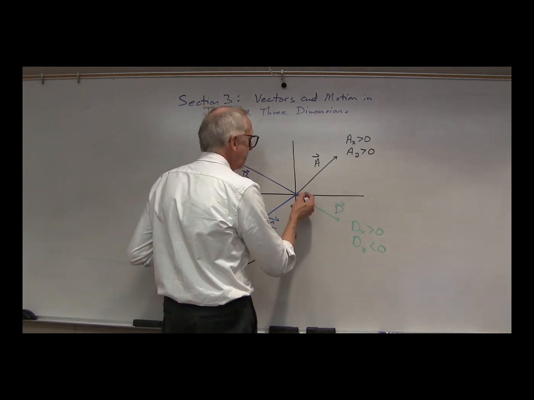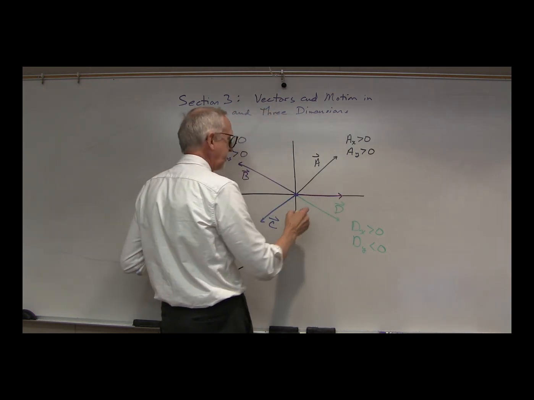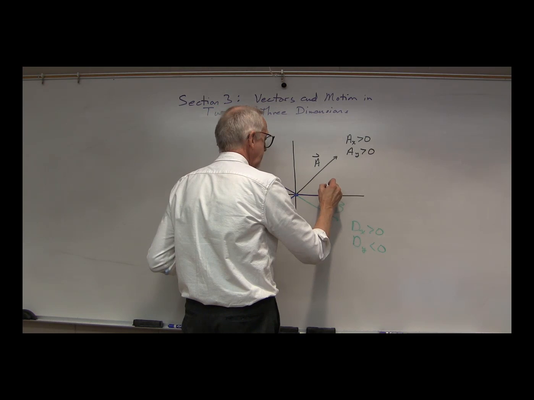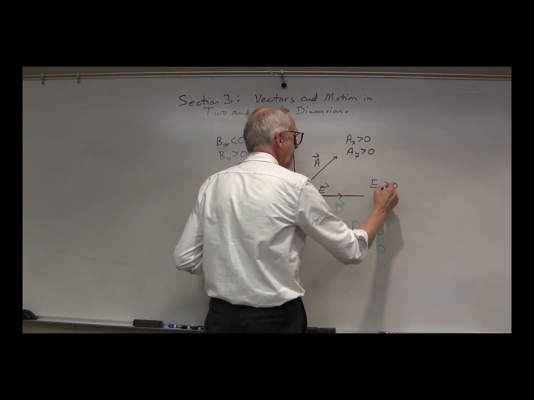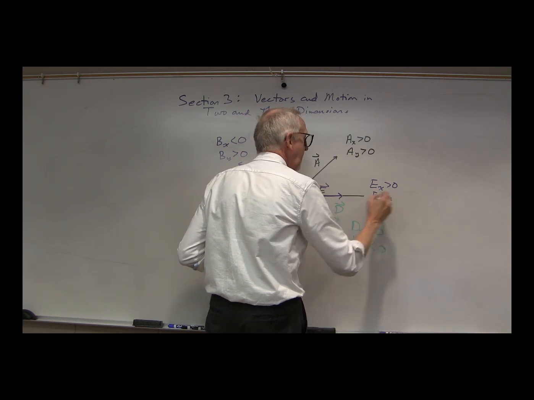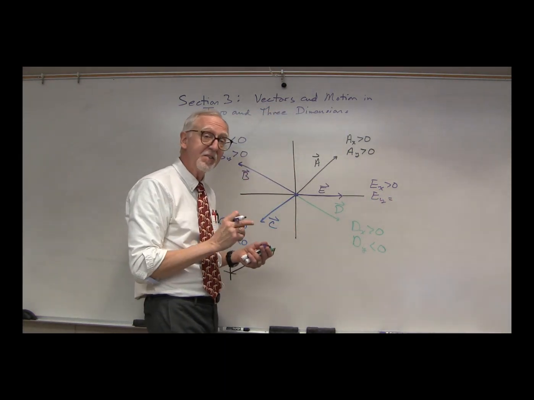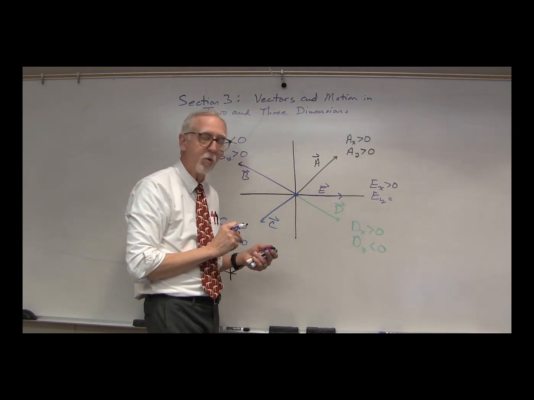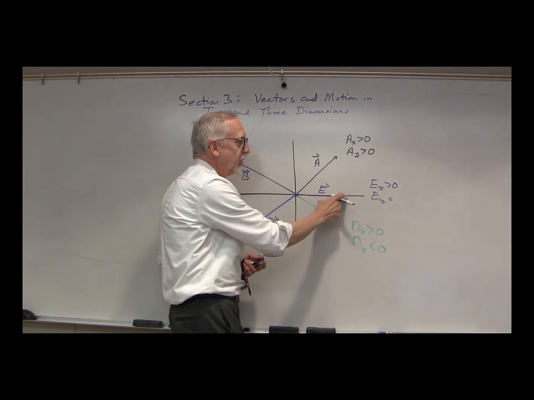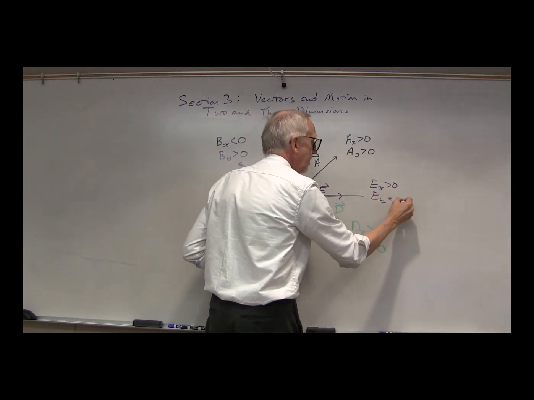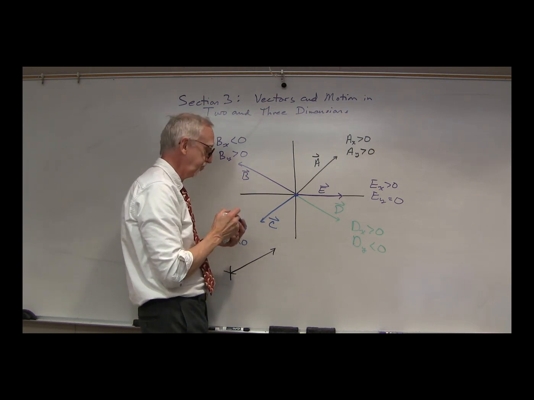What if we had a vector that was right along the x-axis? Call this vector e. Well, in this case, e sub x would be positive, e sub y would be... Now, the signs of the components are exactly the same as if you had a point in the quadrant. What would the components of a point be on the x-axis? It would be a positive x, and e sub y would be 0. Not positive or negative, it's actually equal to 0.